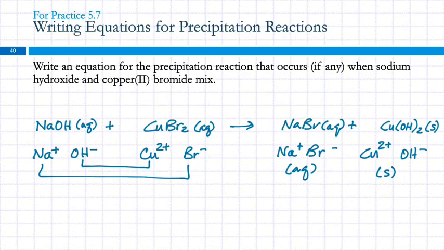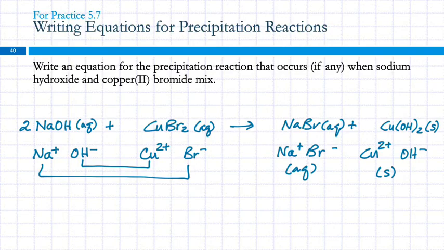The last thing to do is to balance the equation. These equations generally are easy to balance, provided you've got your formulas correct. Over here I have one sodium, and here I have one sodium. Here I have one hydroxide ion. Over here I have two hydroxide ions. So I need to put a 2 in front of sodium hydroxide.